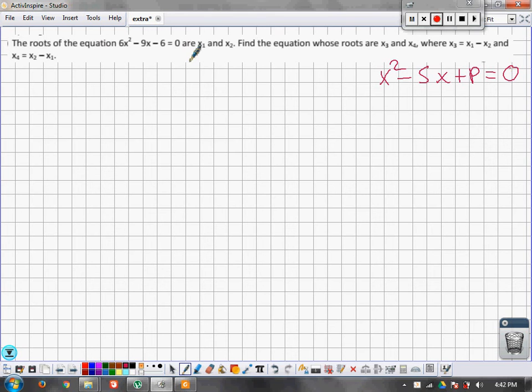So now here we must find the roots of this one, which is x1, x2. Okay? And 6x squared plus 9x minus 6 is equal to 0. Can we simplify it? Do you realize something? We can divide them all by 3. Divided by 3. Divided by 3. Divided by 3. Yes?